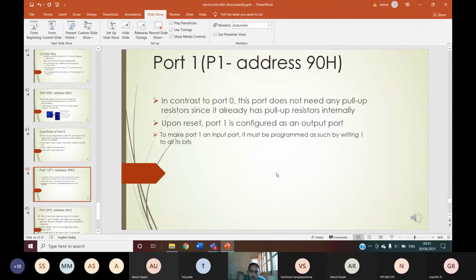Similar to all the ports, on reset all of these are configured as output ports. Whenever you want to make them an input port, you need to write 1 to the corresponding bit of the port. So that is about port 1. Port 1 is used just as an input output port, so it has only one function. This port 1 is bit addressable, and also byte addressable.